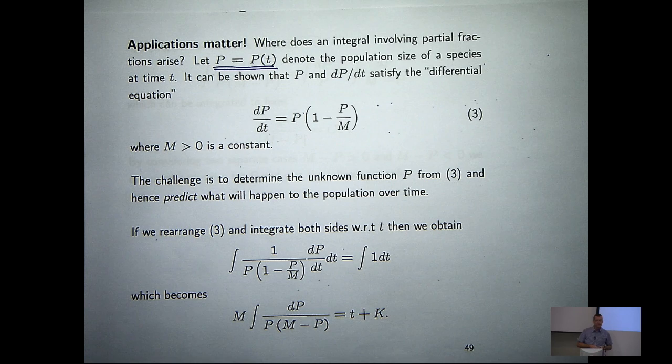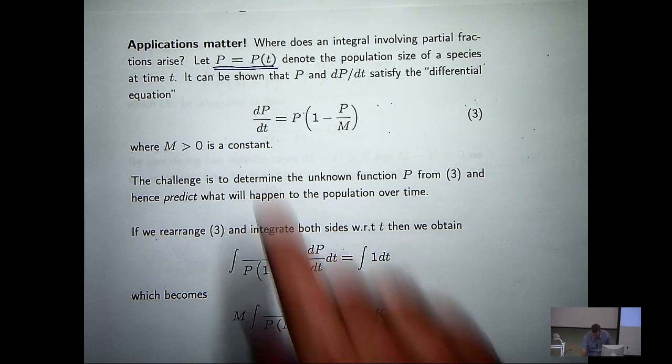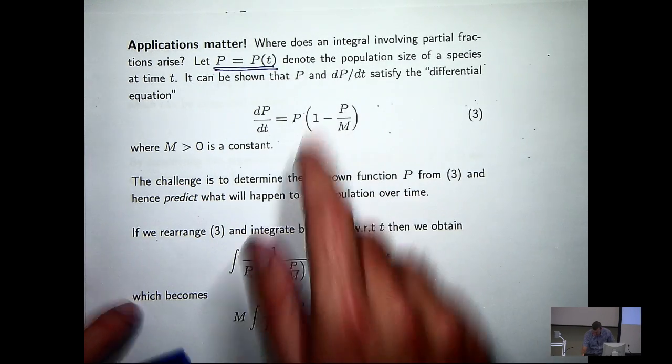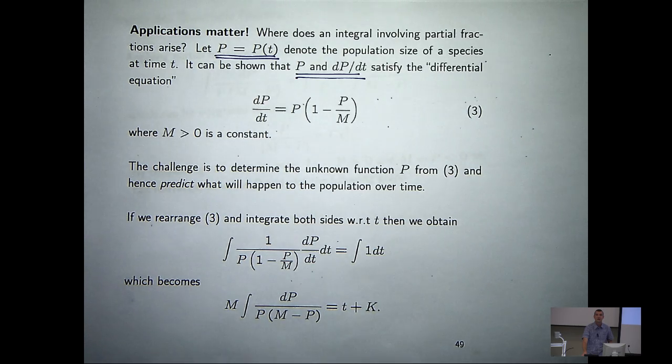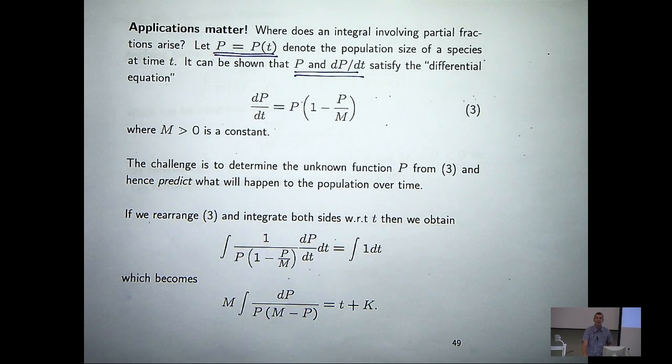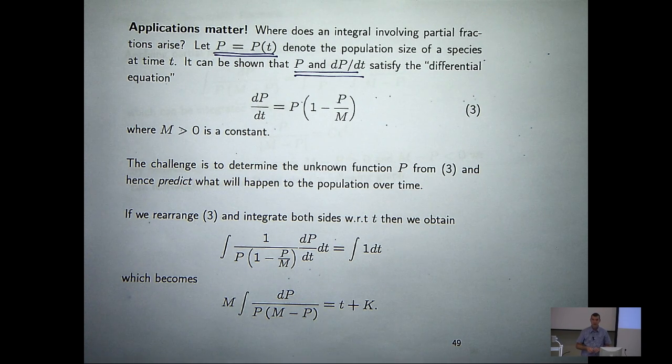Now, what mathematics does a lot of the time, or aims to do, is to predict real-world phenomena. If you can mathematicize it, model something, you can make a prediction about this. Now, if P is a population of some species at time t, then it can be shown the function and its derivative are related by this equation 3 called a differential equation. M is just a constant. What we would like to do, like any other equation, is to solve it. So the unknown here is not a number, it's a function.